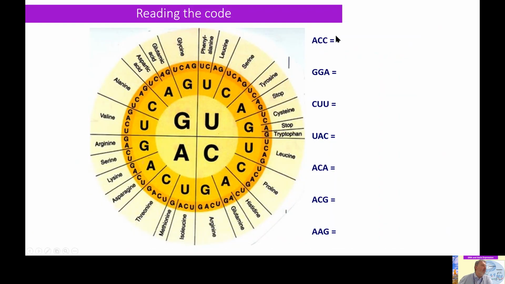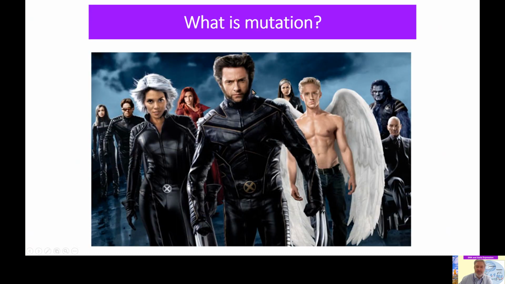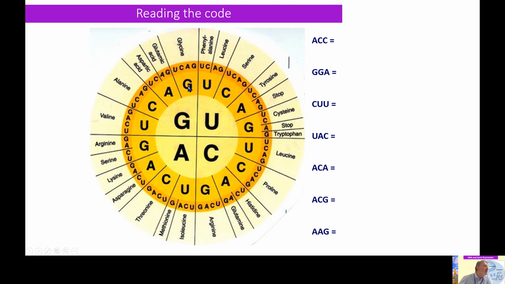So, yeah, AAC will be threonine, GGA is glycine, CUU is leucine, UAC is tyrosine, ACA is threonine again, ACG is also threonine, AAG is lysine. So you can see the degeneration, there's lots of codes that can be threonine.